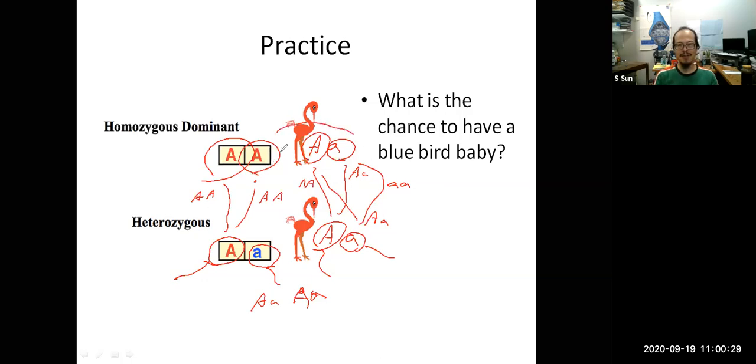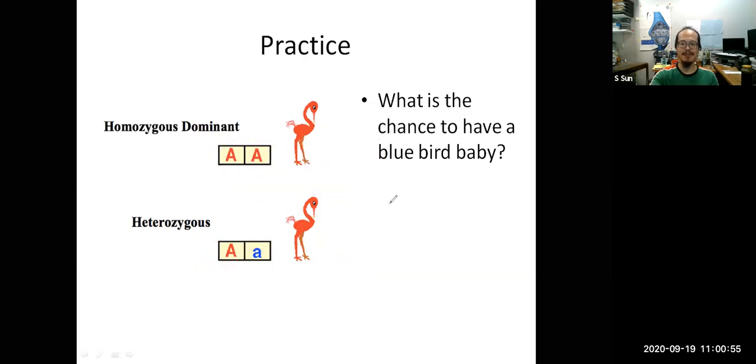Only if the parents are heterozygous is there a chance to have a recessive. So to have the recessive phenotype is very difficult. I mean, the chance is very low. You must have both parents carrying the recessive allele, okay? So that's the rule. Let's move on to the next one.